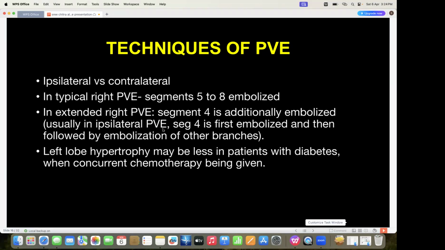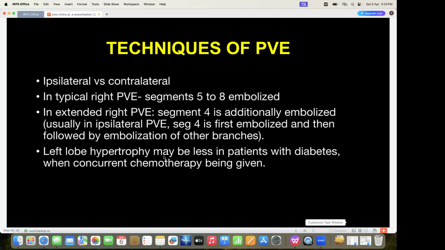Now, if we remove the SIM and introduce another catheter, there is a theoretical risk of thrombus dislodgement into the left portal vein and main portal vein, which we do not want. So that is why it is always told that during ipsilateral portal vein embolization, segment 4 is to be embolized first, followed by embolization of other branches. Segment 4 can be cannulated by any normal catheter like a vertebral catheter or multipurpose catheter and embolized first, and then a reverse curve catheter can be taken, and segments 5 to 8 can be embolized.